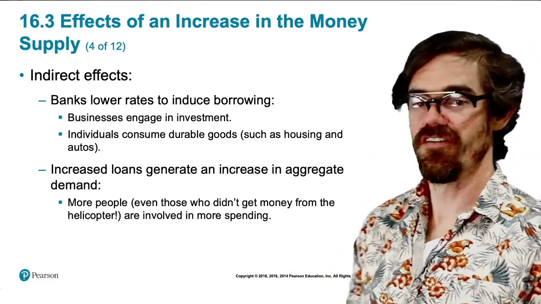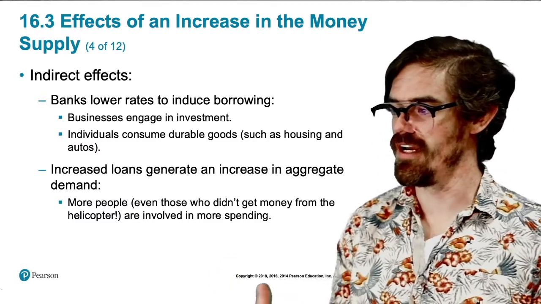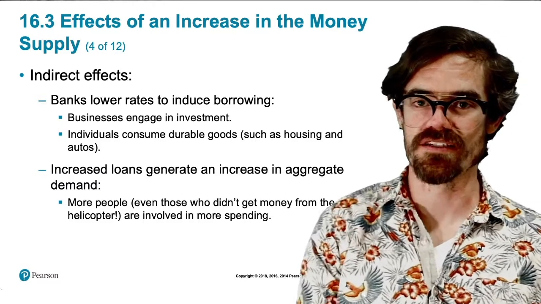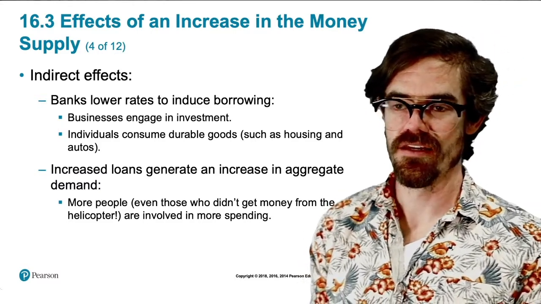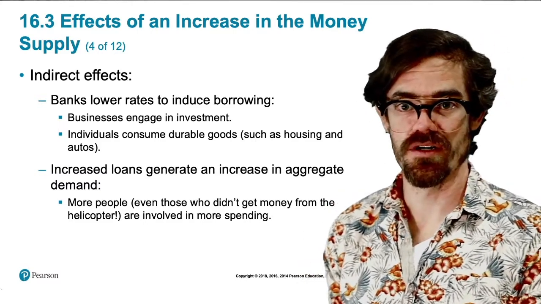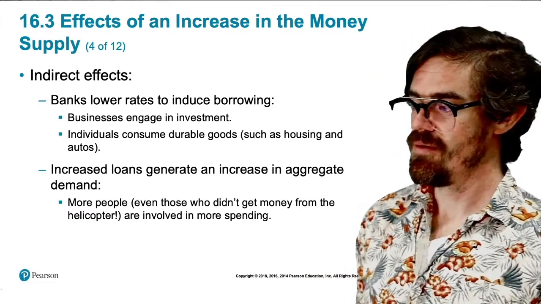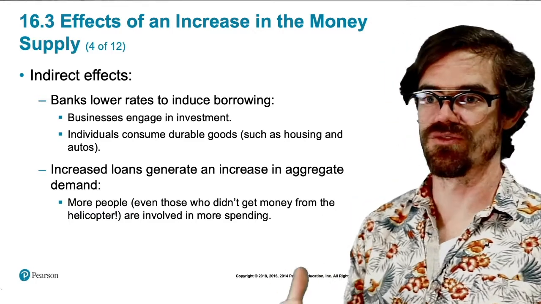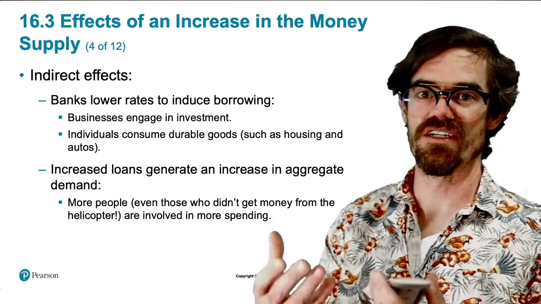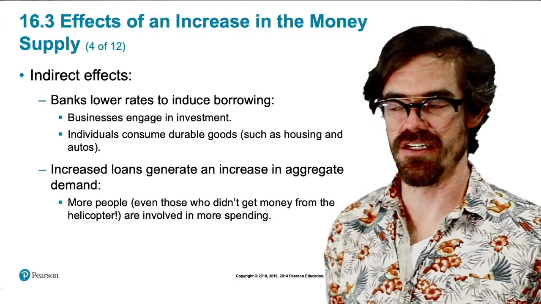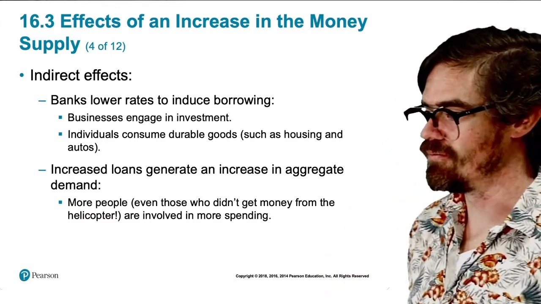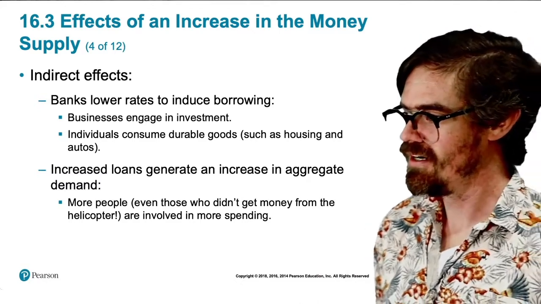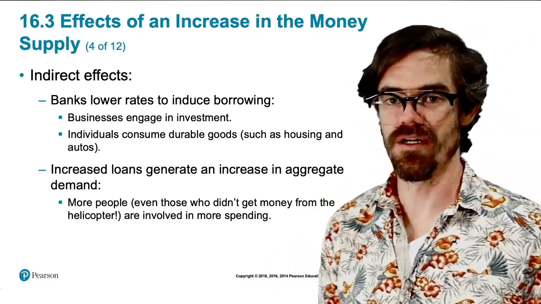And then further, increased loans generate a further increase in aggregate demand. So not only did we have the direct increase in aggregate demand from people wanting to spend more, purchase more goods and services, but also we have this indirect increase in aggregate demand that's coming as a result of the increase in loanable funds and the decrease in interest rates. So more people, even those that didn't necessarily get any money from the helicopter drop, are involved in spending more money.